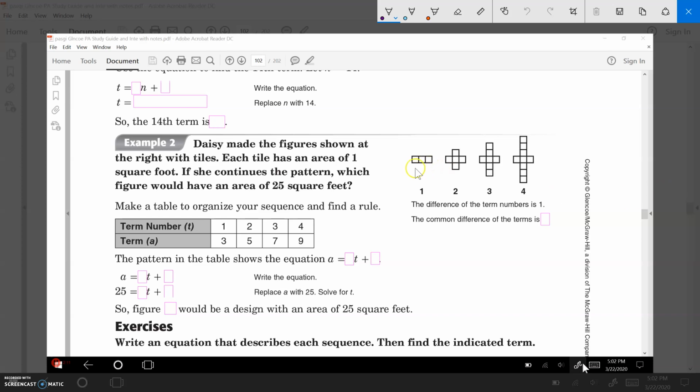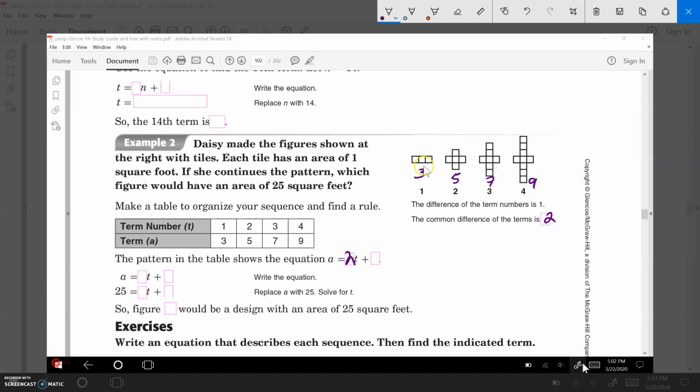Alright, so we have an area of 3. We have 3 blocks. I got 5 blocks. I got 3 plus 2, 5, 7. And I got 3 plus 3, 6, plus 3 more is 9. So what's happening each time? Well, that looks familiar. Our common difference is 2. 3, 5, 7, 9. So we have 2 times whatever term we're at.